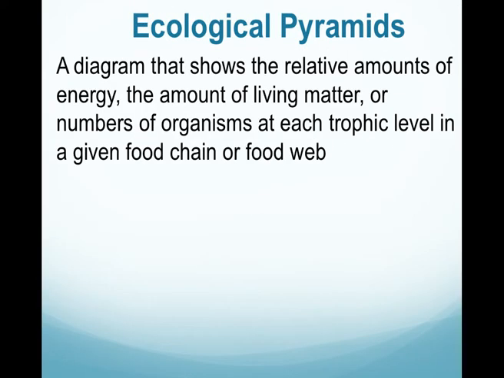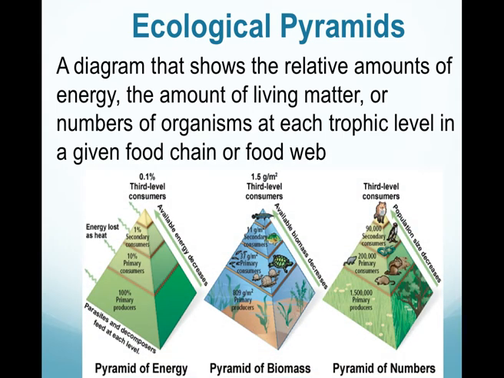There are different types of ecological pyramids, and we're going to talk about them. An ecological pyramid is a diagram that shows the relative amounts of energy, or the amounts of organisms, or the amount of living matter at each trophic level in a food chain. So at the base of each of the pyramids is where the most is found, and at the top of the pyramid, where it is narrowest, is the least amount.